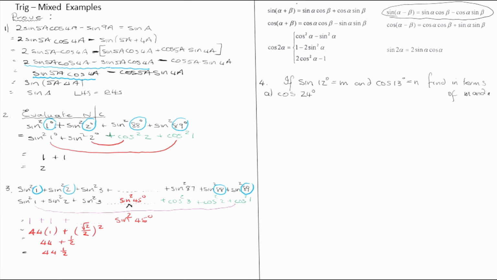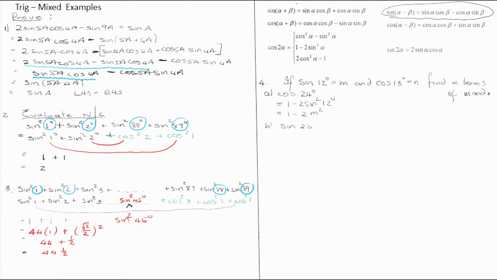Right, so it's going to be cos of 24 is equal to 1 minus 2 sine squared 12. Why did I use that one? Because I wanted to go from cos to sine. So that's why I went from the double cos to the single sine, which is then 1 minus 2m squared. Right, the second question, sine of 25.